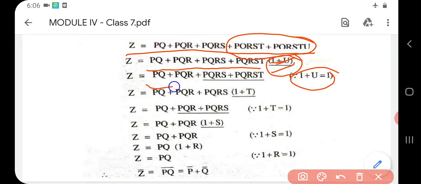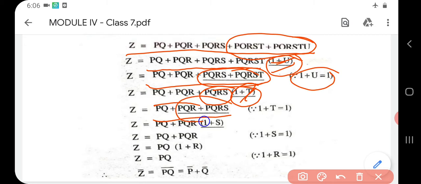So you are left only with this. Now among these two, PQRS is common, so PQRS is taken outside. 1 plus T is kept as such, and 1 plus T is again 1. So this will become this. Again from this PQR is common, right? So PQ plus PQR, 1 plus is taken. 1 plus is 1. So this will be PQ plus PQR.